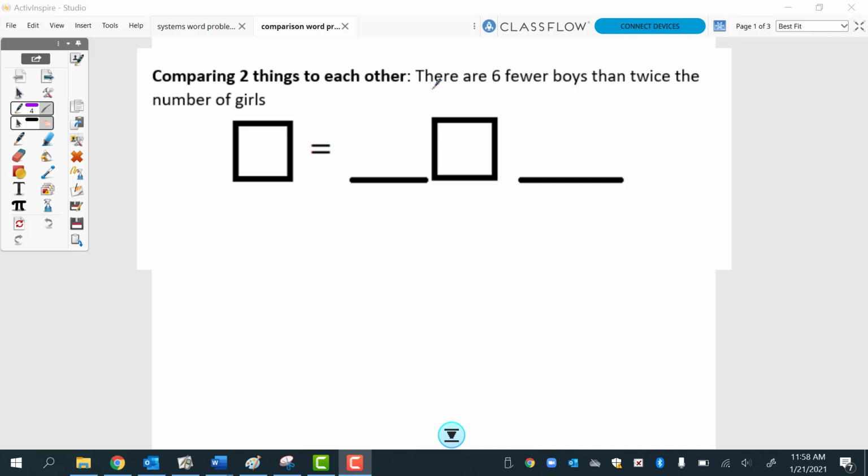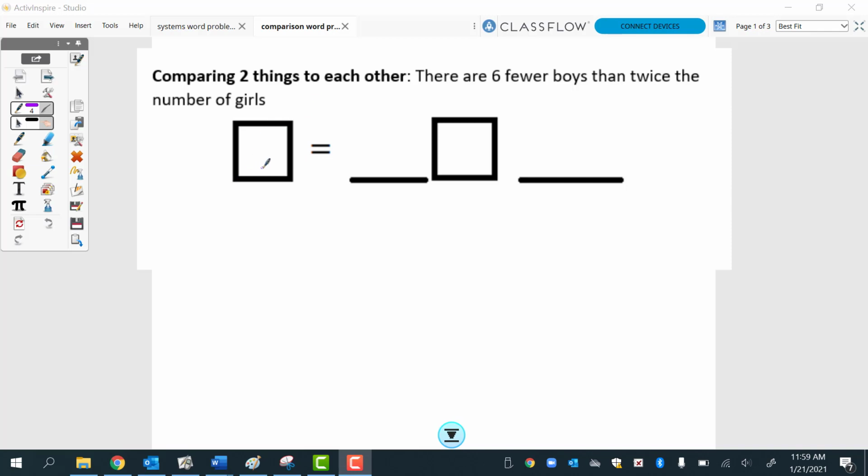It says there are 6 fewer boys than twice the number of girls. So we are comparing the number of boys to the number of girls. That's how I know it's not going to be that they add up to a total. We're comparing how many boys and how many girls. So that means that one of our letters is going to be on the side of the equal sign by itself. How do I know which letter is going to be on the side by itself?